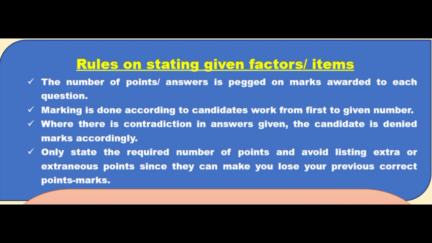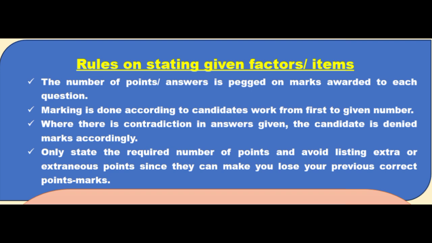Then marking is done according to the candidate's work from first to the given number. That means if you are told to give 2, then you give 3. The first 2 will be marked. Then the third point, if it is wrong, it will be marked, and then it will deduct 1 mark from the previous 2 points.